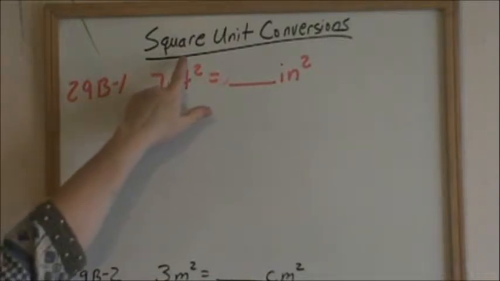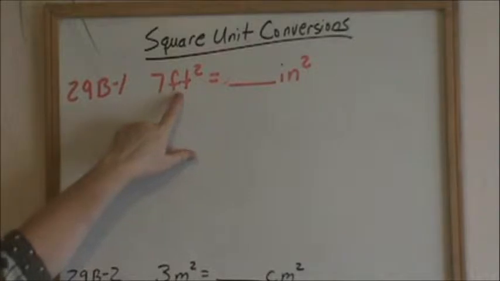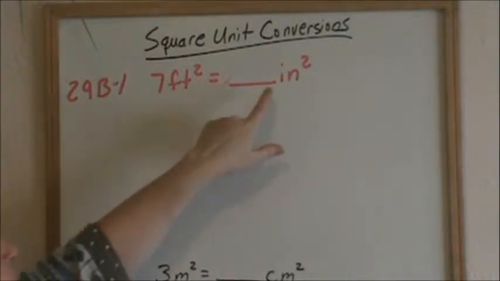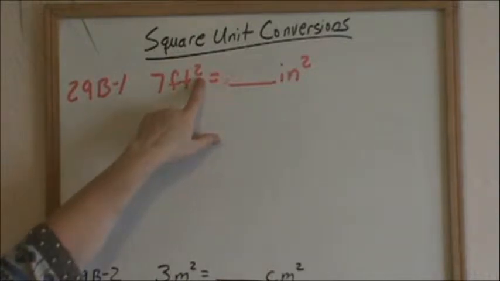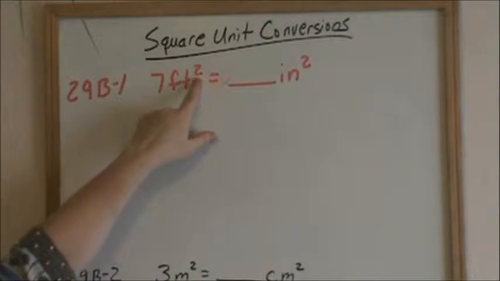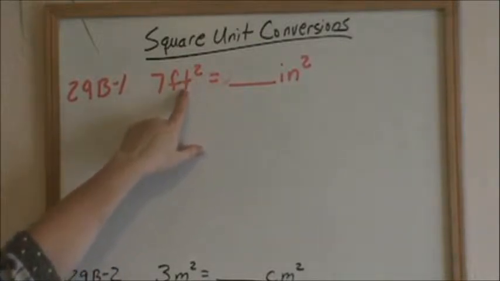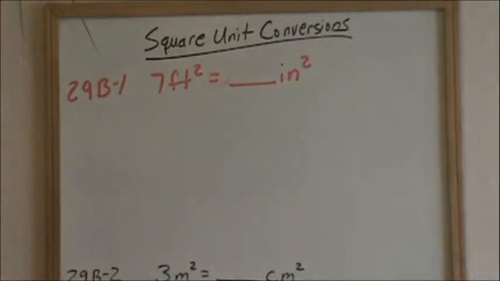Okay, we're going to be doing square unit conversions. So if you see here, this is 7 square feet. And we want to convert the square feet into square inches. Units can have exponents just like numbers can. Since this is the exponent of 2, this means square feet, this means square inches. Or you can say inches squared, feet squared. Most of the time you're going to hear it said square feet.